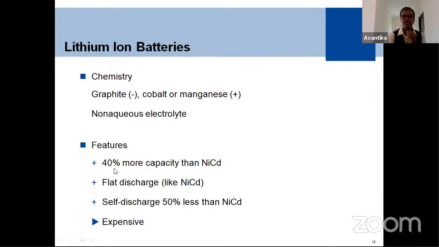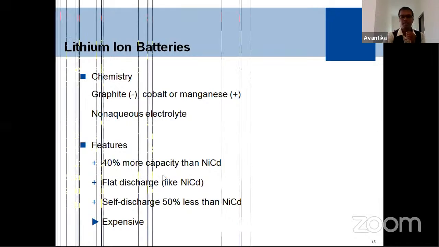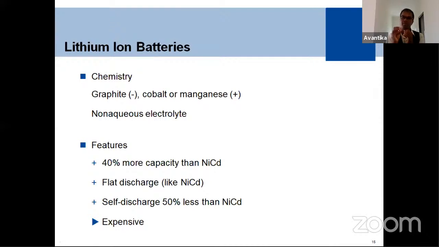Okay. So this is the basic concept, and I will tell you a few importances of lithium ion batteries. It gives 40% more capacity compared to nickel cadmium battery. This is the main advantage of lithium ion batteries. And it shows a flat discharge compared to nickel cadmium batteries. I will tell you the importance of flat discharge, what the main advantage is. And the self discharge is 50% less than nickel cadmium.